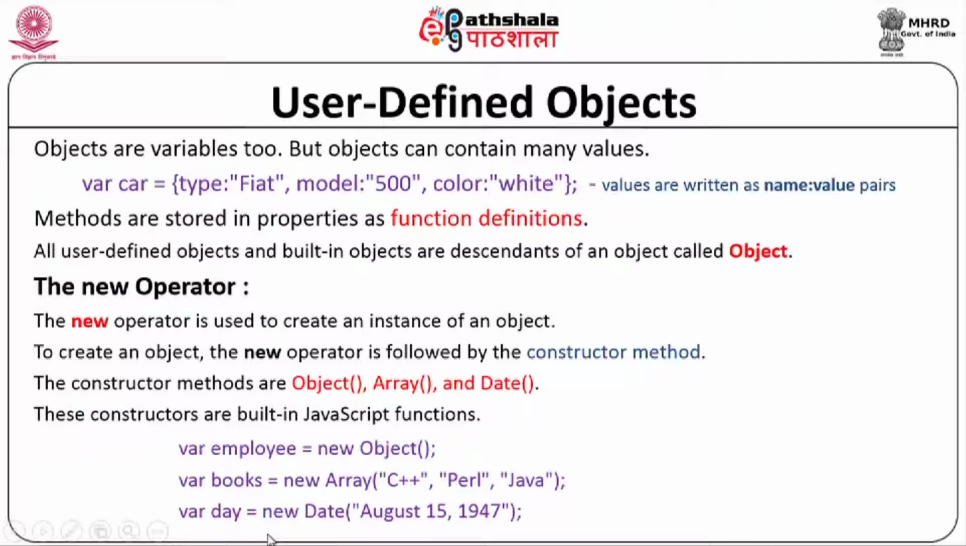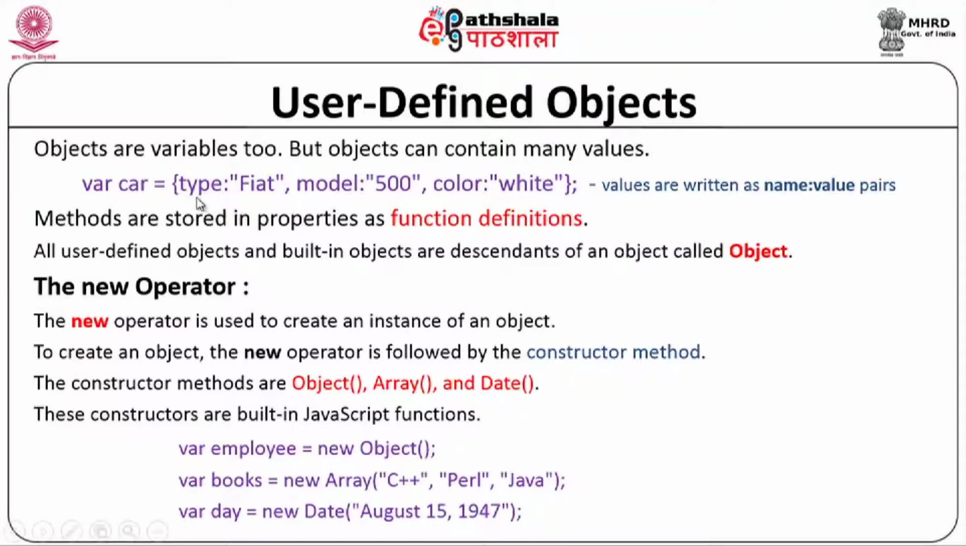Now coming to the user defined objects. User defined objects can be declared in many ways. One such way is given here. You use the keyword var to declare a variable. The same way you can declare a variable, but it becomes an object when it takes multiple values. Normally a variable takes a single value, but here this variable car is going to take multiple values. Now this is called an object and not a variable.